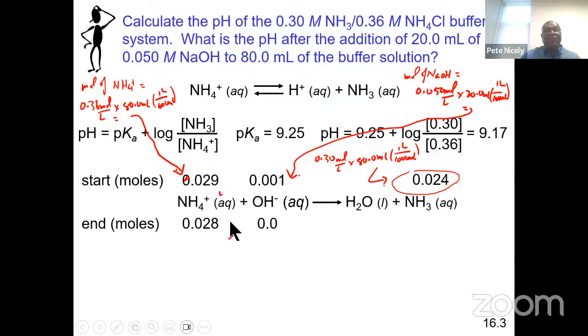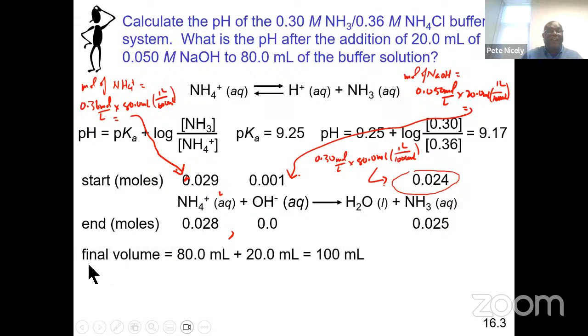0.001 moles of that would be used up. This would be the amount remaining. And as far as the ammonia is concerned, the amount added to that would be 0.001. So this becomes 0.025. And now what we need to do is find the final volume of the solution. You're mixing 80 mL with 20 mL. That gives you 100 mL.